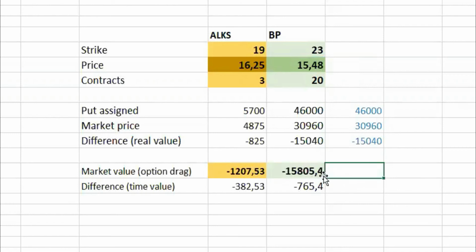The difference between one and the other is $15,040. The market value is more negative, and the difference between both is the time value, because this difference here is the real value. Let's do the calculation under here. Market value minus the real value gives us the time value.